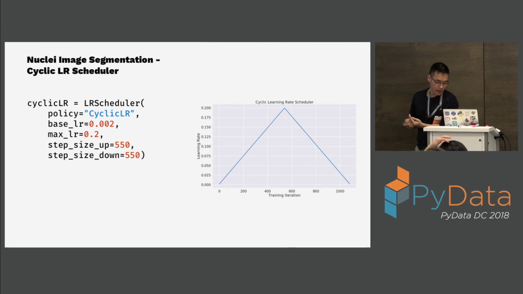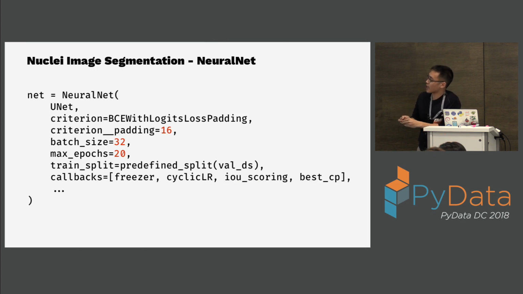So in summary, you have this huge neural net object. You give it the callbacks, same as before. You could define a batch size. You could tell it how many epochs you want to go over. You give it callbacks, and you give it the predefined split because we have a validation set we want to focus on.